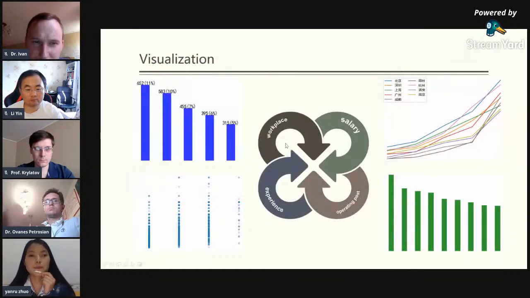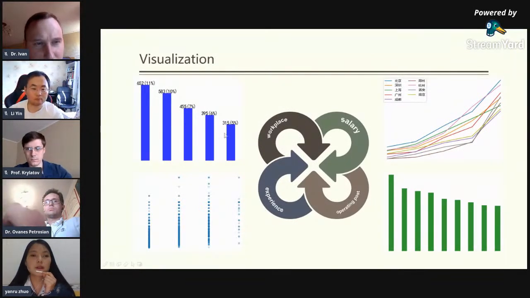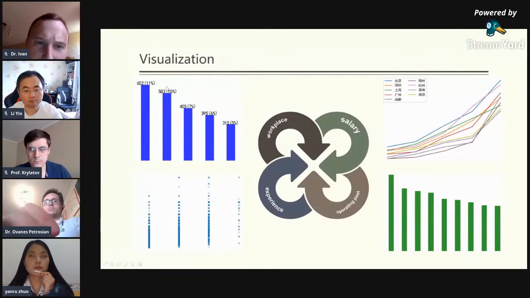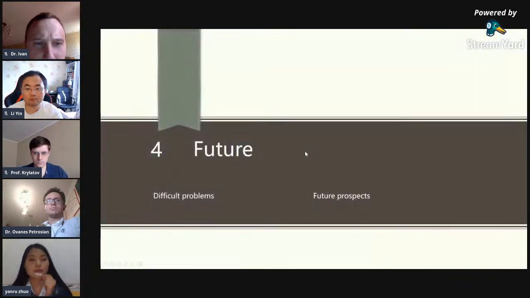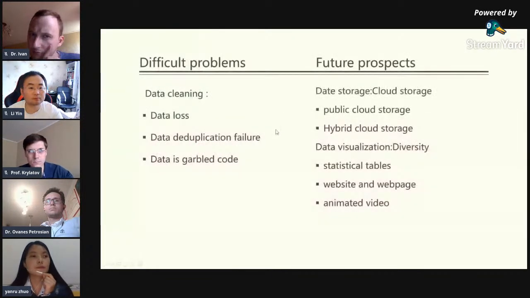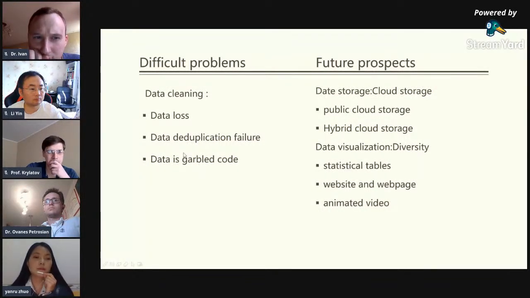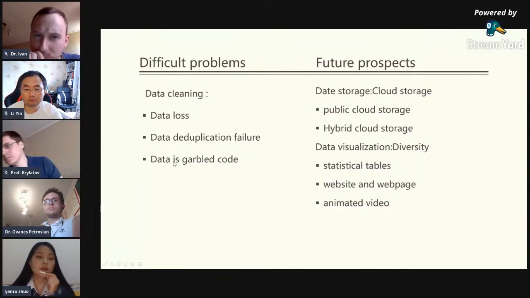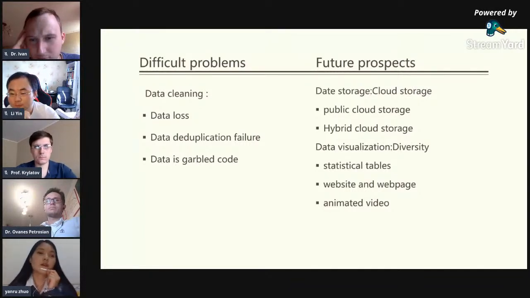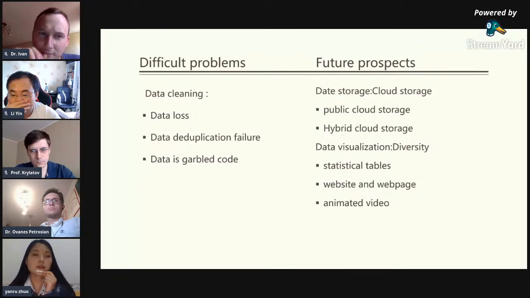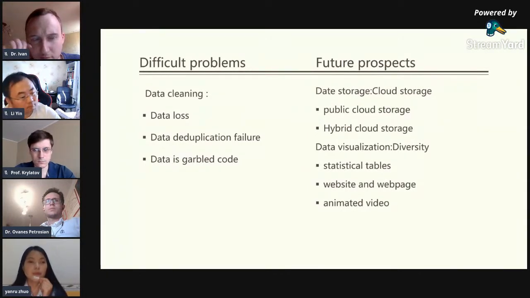For example, the form the user sees is a statistical table or graph. The final part, the future, includes the difficult problems encountered and prospects for the future. Difficult problems. Data cleaning methods are flexible and diverse, and must filter out incomplete, wrong, and repeated data accordingly, but it is easy to produce data loss. Duplication, failure, data loss, garbled code, and other problems.